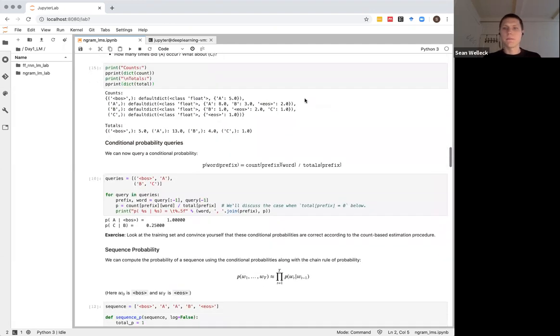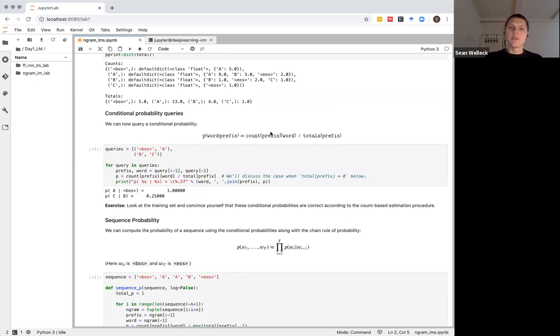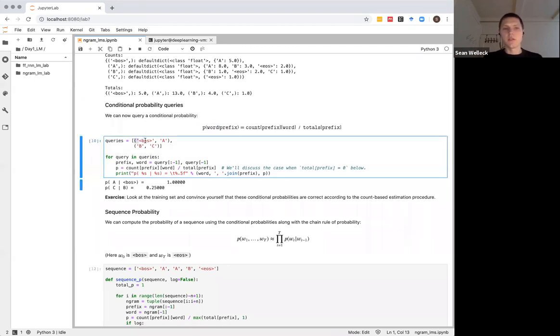Okay. So now that we have these two different dictionaries, we're going to actually implement this formula here, which is saying, according to our model that we've estimated, what is the probability of the next word given some prefix? And we're going to call this a conditional probability query. So we're querying what is the probability of the next word given a prefix. In this code, we're going to make two different queries. First, we're going to ask our model, what is the probability of A given beginning of sentence? And then in the next query, what is the probability of C given B?